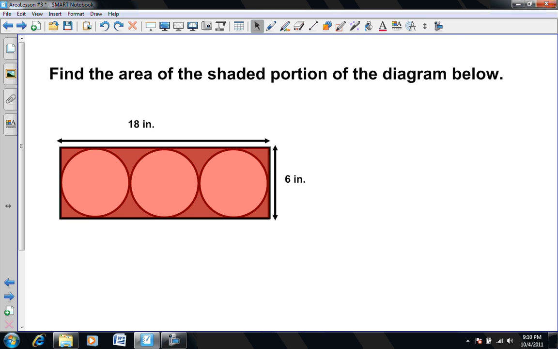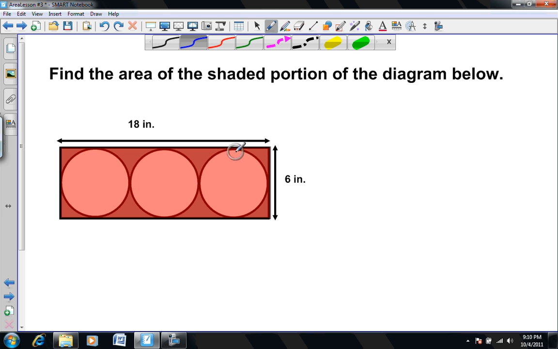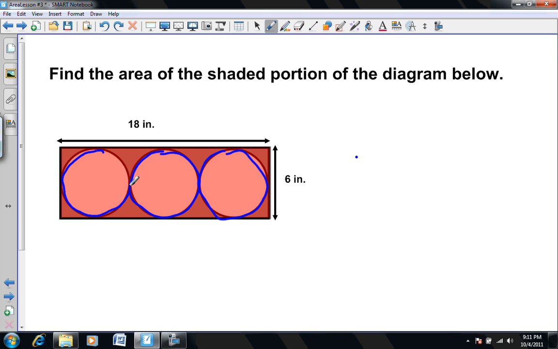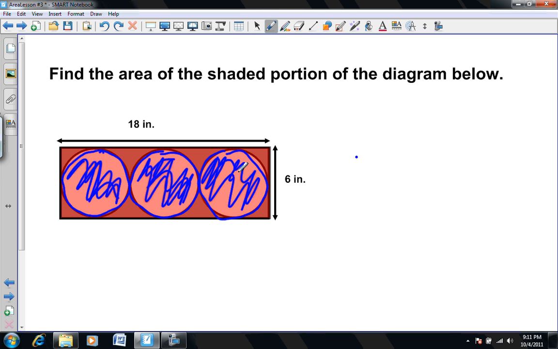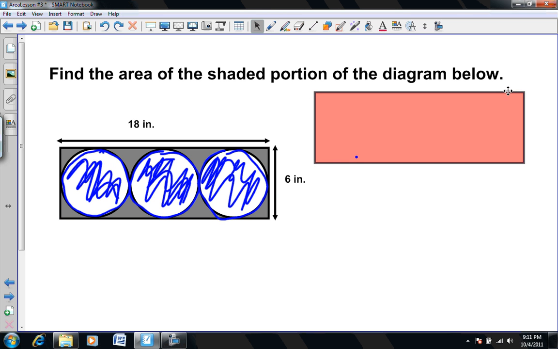But what I can do is take a look at those circles, and I can find the area of each one of these circles in here. And what I'm going to do is subtract the area of those circles away from the area of the rectangle. And when I do that, I'm going to end up with that shaded area that's left over. So I'm going to find area by subtraction. So I'm going to pull this rectangle out like this, and I'm going to label its dimensions. I know that this rectangle is a 6 by 18 rectangle.